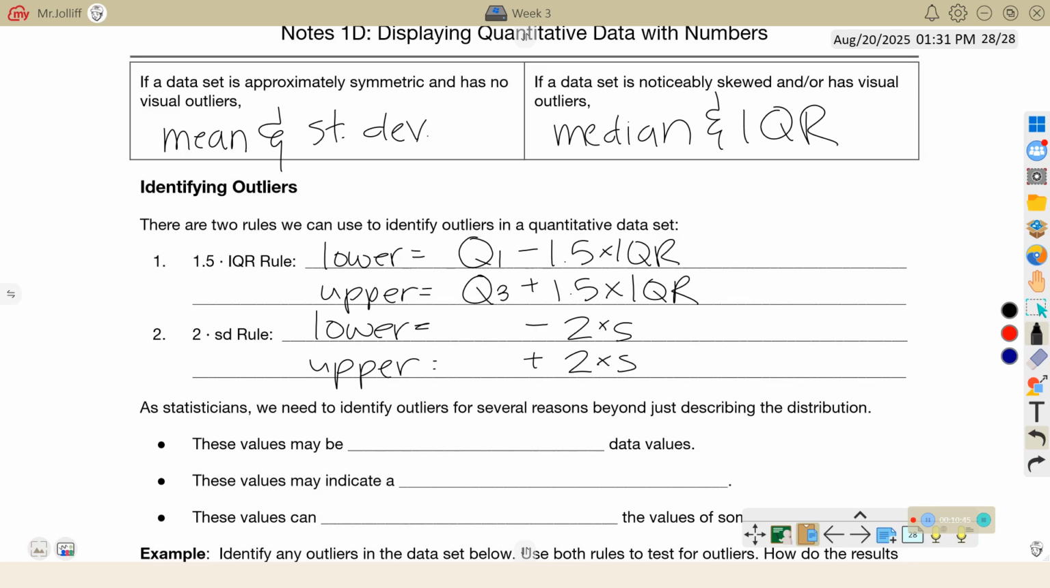The nice thing about the standard deviation rule is it's the same value for both. I am adding and subtracting 2 standard deviations from the mean. Starting in the middle, 2 standard deviations out in either direction.